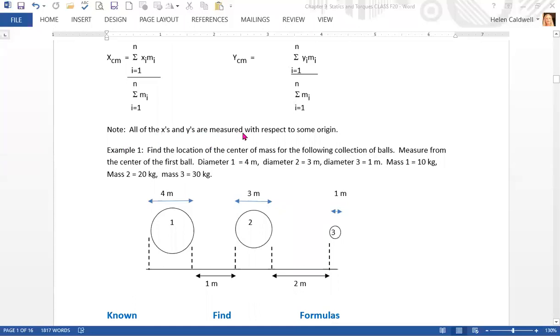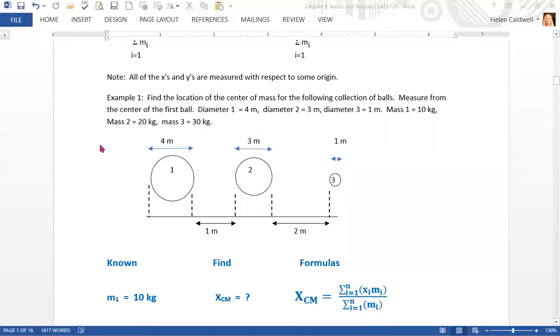All the x's and y's are measured with respect to an origin. It is really important that you know where the origin is, where we are counting 0 at, because it moves around. Sometimes it's at the left end of the collection of items, sometimes it's in the middle, sometimes it's in the center of the first item. It just varies, so you want to be careful in your diagrams to know where 0 is.